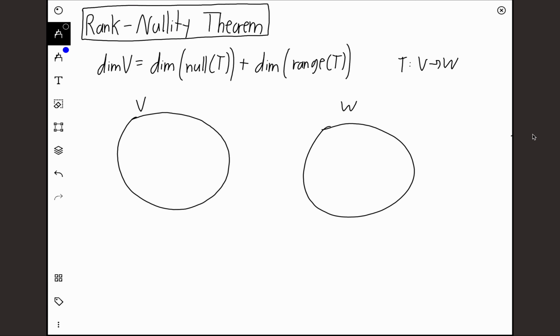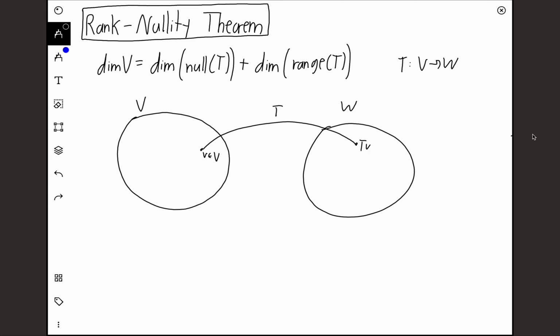These are both vector spaces, and then we can imagine a vector v from V, and this vector gets taken into a different vector in W, and this will be Tv. So our linear transformation T takes a vector from V and puts it into a different vector in W, and this vector will be noted as T of v.